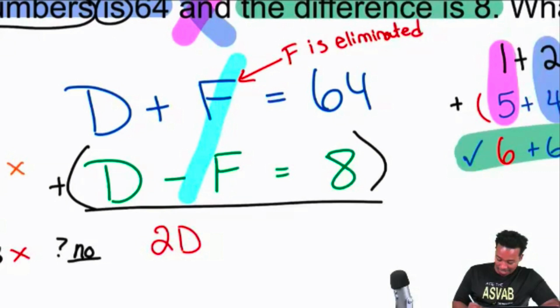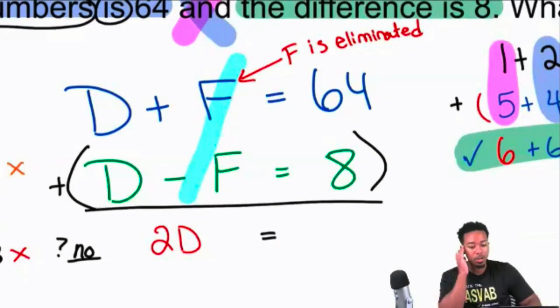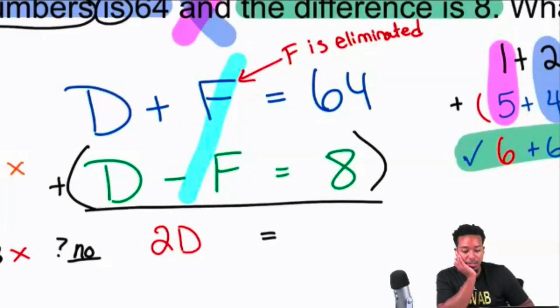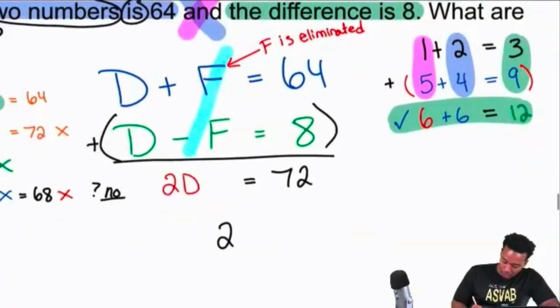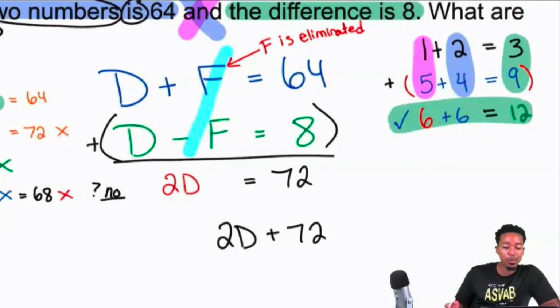And then lastly, everybody, what's 64 plus 8? 72. That's right. So what we have right now is literally 2D plus 72. And what we're going to do is do what to both sides? I know I saw that plus there. My bad. We got 2D = 72. But what are we going to do to both sides? Yeah, divide by 2. Divide both sides by 2 for sure.